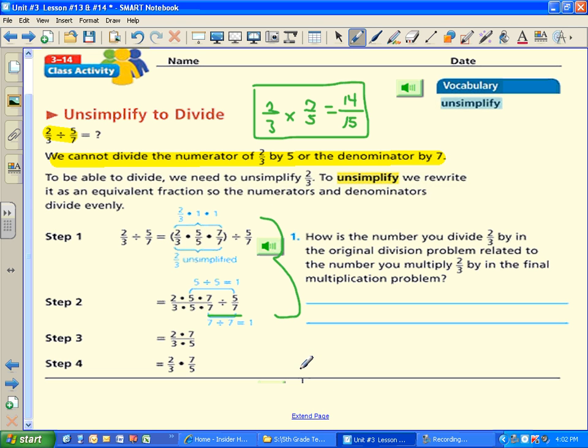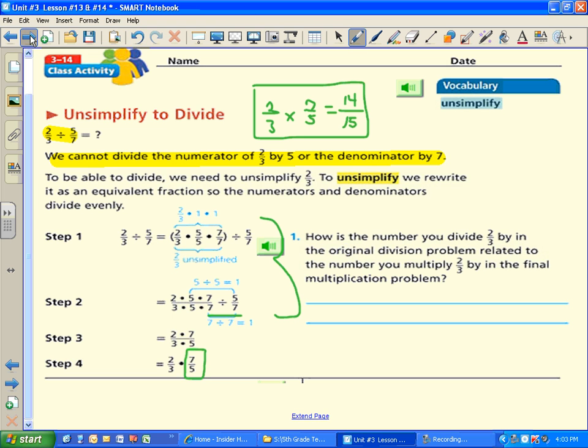It says, how is the number you divided 2/3 by in the original division problem related to the number you multiplied 2/3 by in the final multiplication problem? Well, you divided 2/3 by 5/7. And how is that related to the number you multiplied by? Now it becomes 7/5. So they're related, it's the reciprocal, basically.